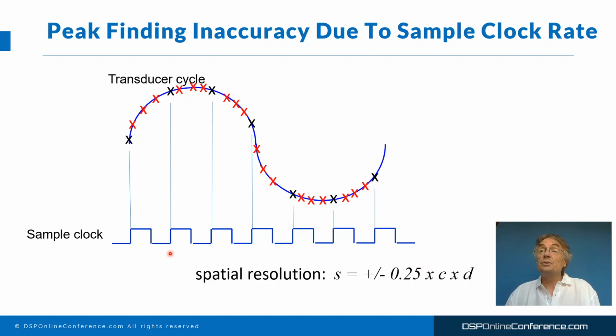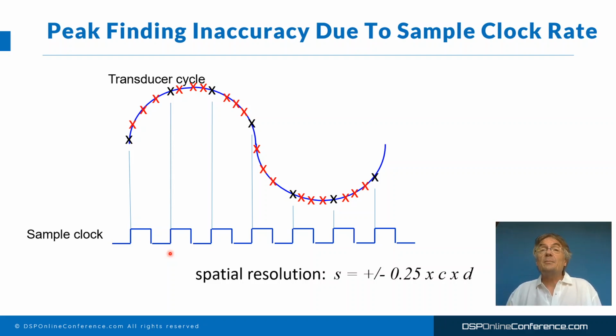Now, we could use an oversampling FIR filter to interpolate the red cross samples shown in the diagram. But again, we have the same problem that we've had in some of the previous examples, where time domain filtering is a very expensive process. So let's have a think about how we can use the frequency domain to improve the resolution.